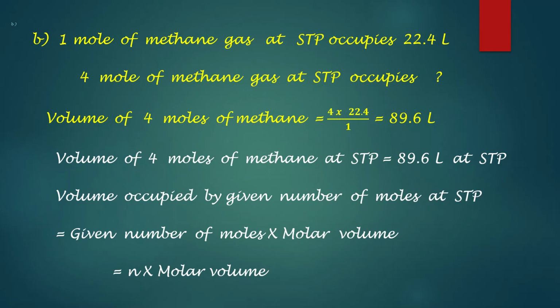Okay. So volume occupied by given number of moles at STP is equal to given number of moles into molar volume. Okay. So if you multiply the given number of moles with the molar volume, it will give the volume occupied by the given number of the moles at STP. Okay. Now next let us take the third part.